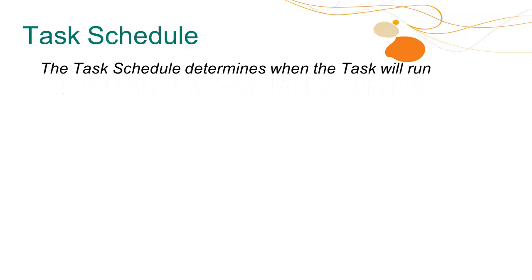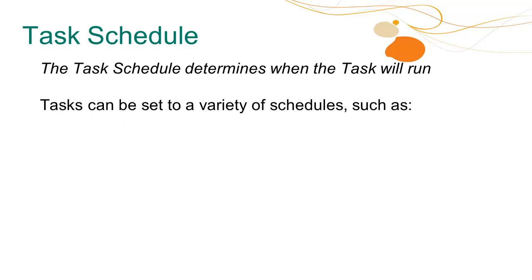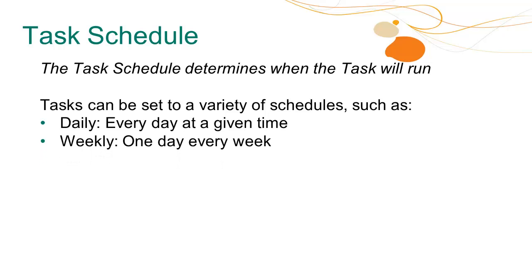Let's move on to the task schedule. This is going to determine when the task will run. The beauty of it is you have a lot of options when it comes to scheduling your tasks. For example, you can set a task to run daily, once a week, like every Monday at 4 a.m., or only once a month on whatever day you like, the 15th, the 1st, the 30th, the 28th, whatever you want.